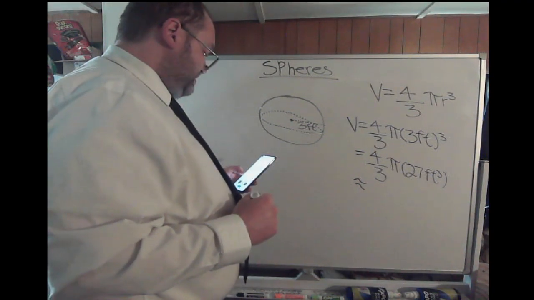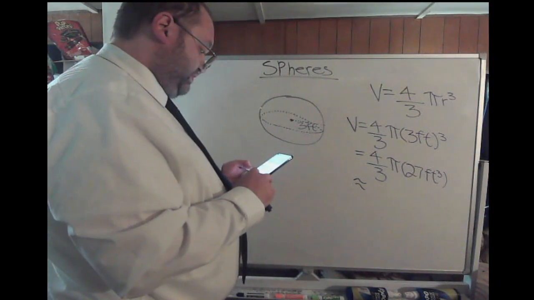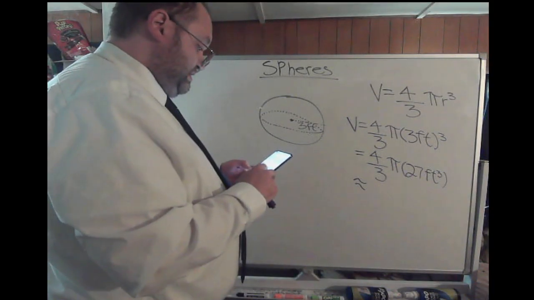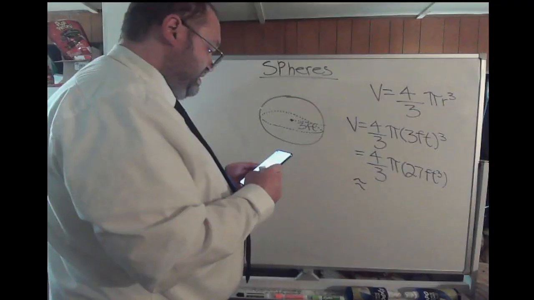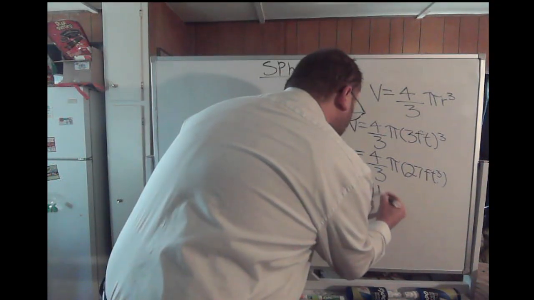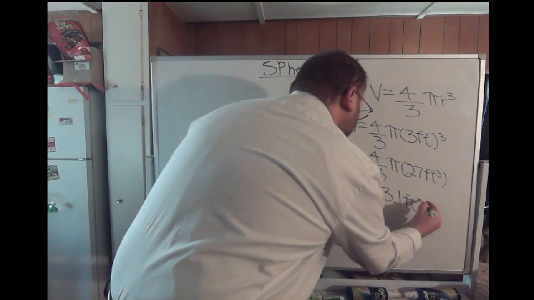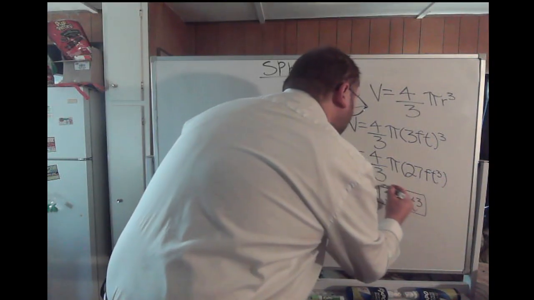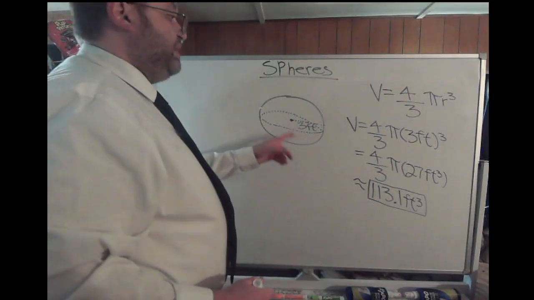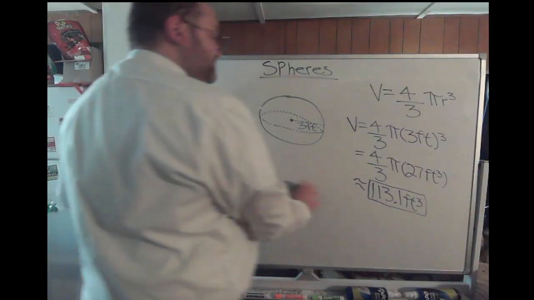So let's go ahead and do just that. 4/3 times pi times 27 would give me about 113.1. So I get about 113.1 cubic feet. That would be the volume of the sphere, about 113.1 cubic feet if I had a radius of 3 feet. And I'll do 2 more examples with the sphere.